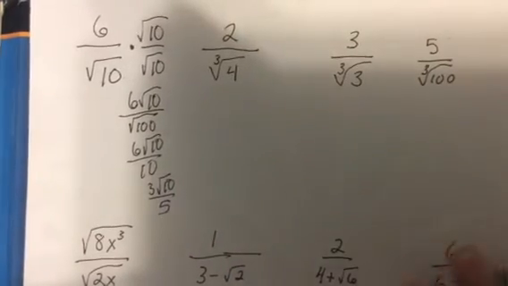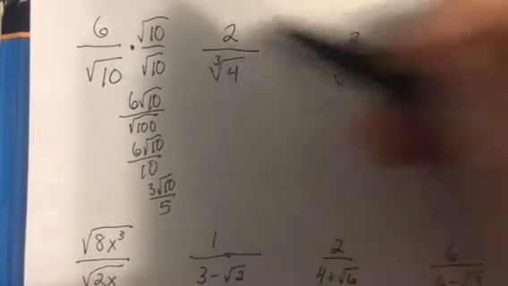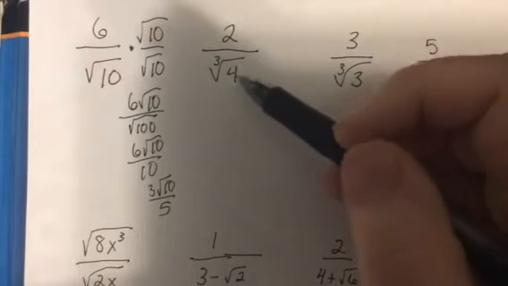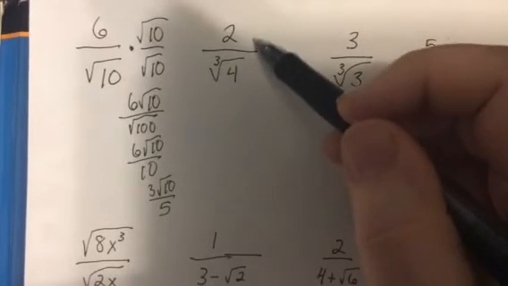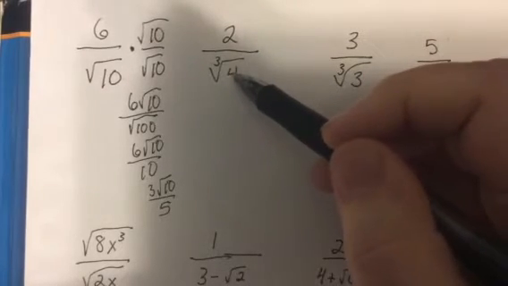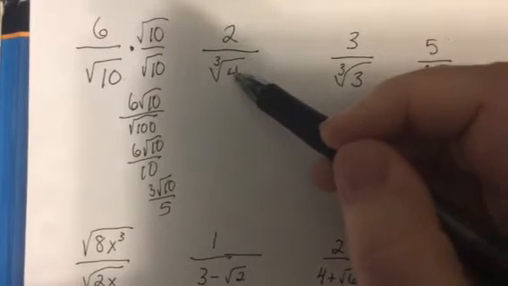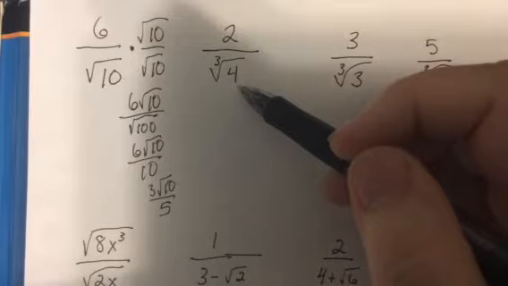Now here's where it gets tricky. Cube roots. You need 3 of the exact same thing. So you could do this 2 ways. You could multiply top and bottom by cube root of 16, because 16 is 4 times 4. That way you'd have 3 4s. When you multiply at the bottom, you'd have cube root of 64.